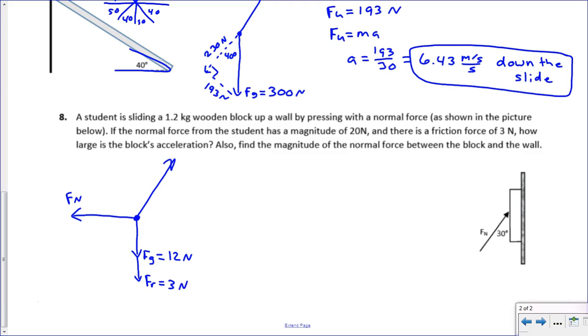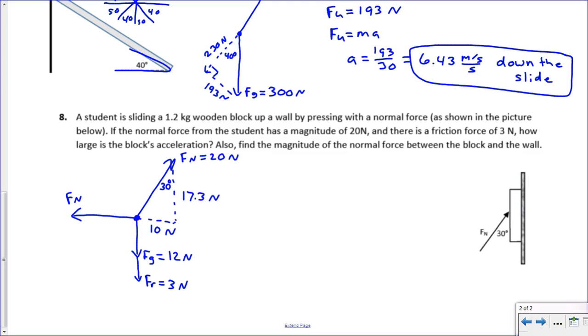If I break this down into components, I know that this is a 30-degree angle here. Additionally, we know this force, Fn, has a magnitude of 20 newtons. So you can use some trigonometry and break down the sides of this triangle, and you should get that the horizontal component of this triangle is 10 newtons. The vertical component is 17.3 newtons.